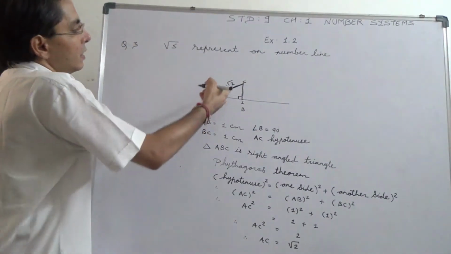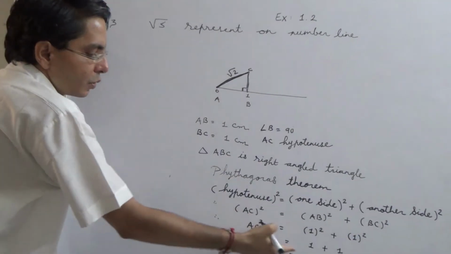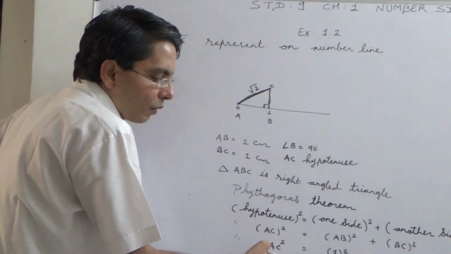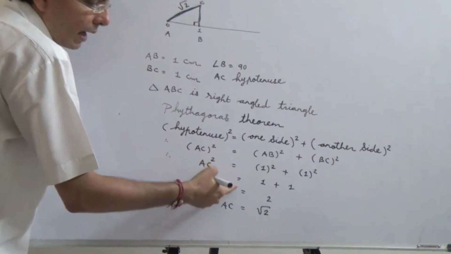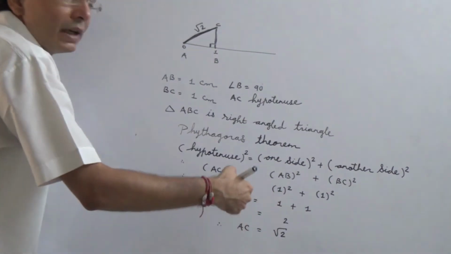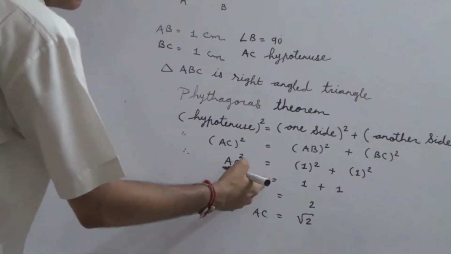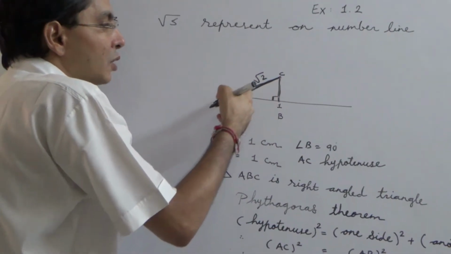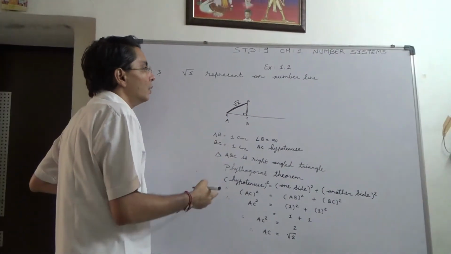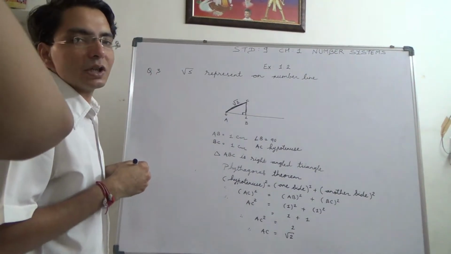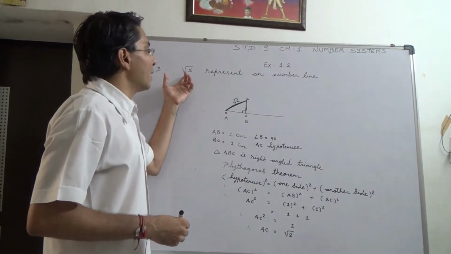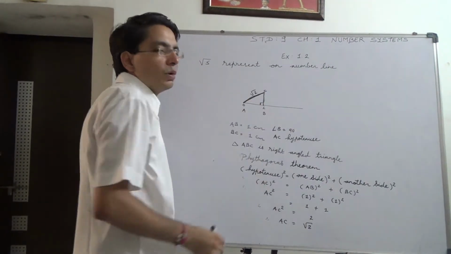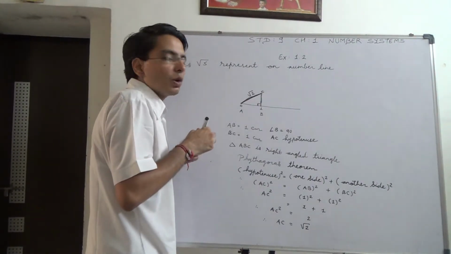So AC square is 2 and AC is equal to square root 2, because whenever you want to remove the square, you have to take the square root on the other side. So the measurement of our AC is square root 2. But what is our main question? Square root 5 represented on the number line, and here we only have square root 2. So our process continues.